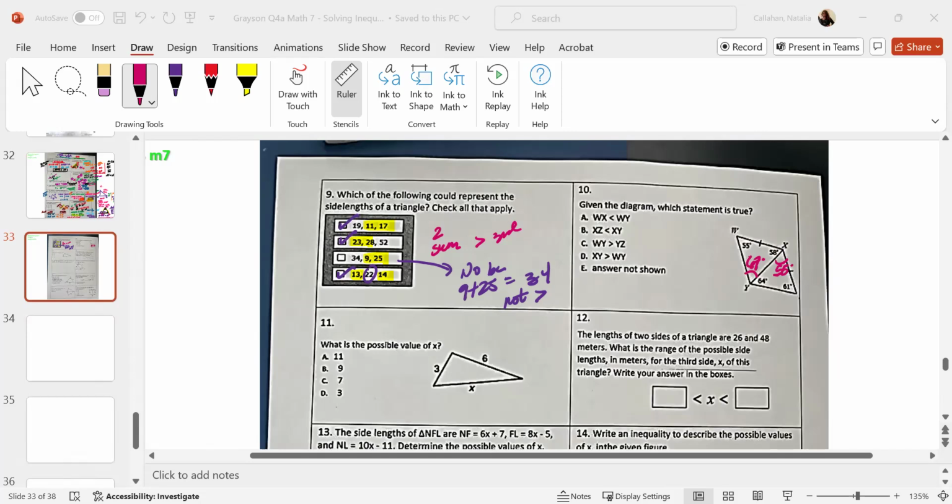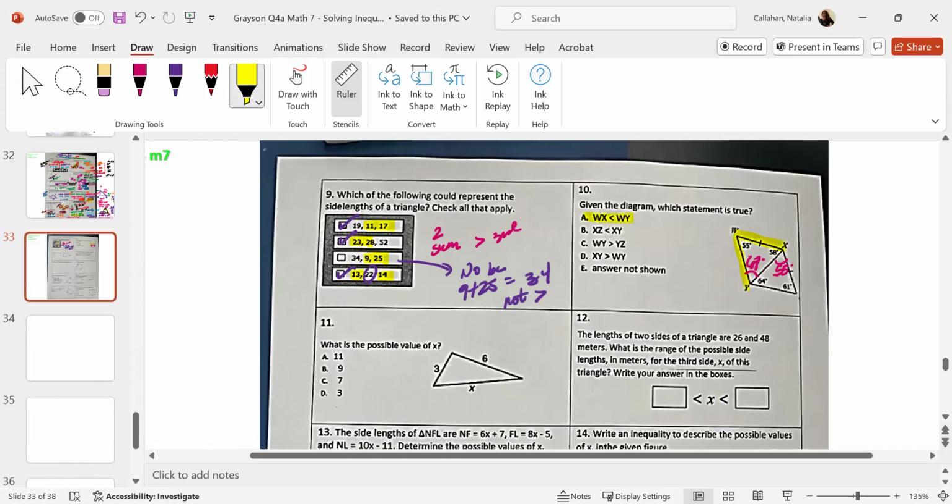Okay. Let's look at the first statement. First statement is WX is smaller than WY. Here is WX, here is WY. Look at the angles. What angle is opposite to WX? What's opposite of WX? What angle is that? 67.